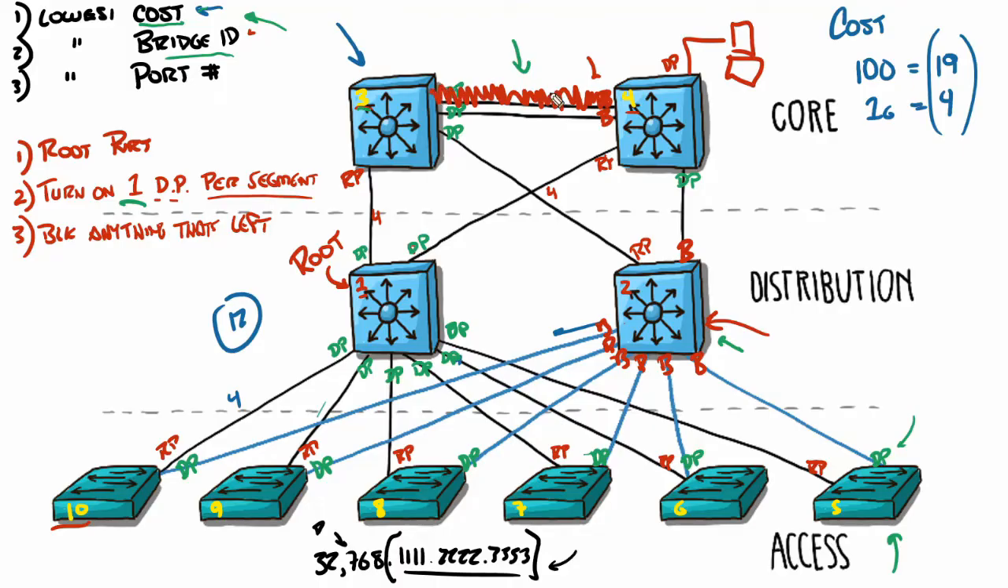All right, so I'm going to scribble out. Look at this. This is what your final topology looks like. I'm going to scribble out all the links that are blocked.